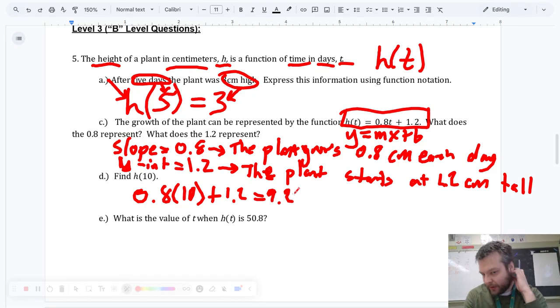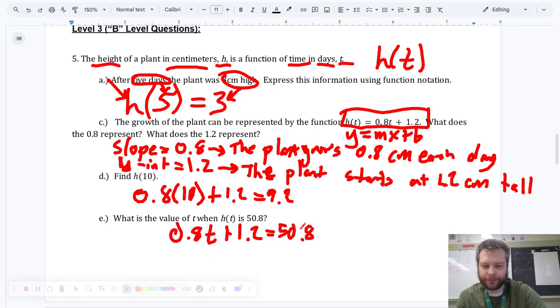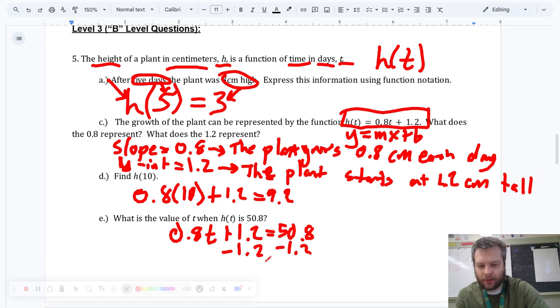Okay, last one, tiny bit harder. Now it says h of t equals 50.8. So I take my h of t equation, I don't know t, and I set it equal to 50.8. Solving for t, you've done this many, many times. Don't be scared by the decimals. You have done this problem many, many times.